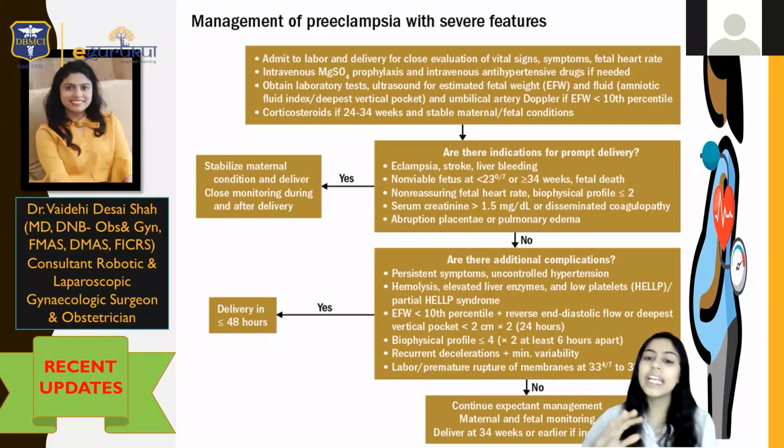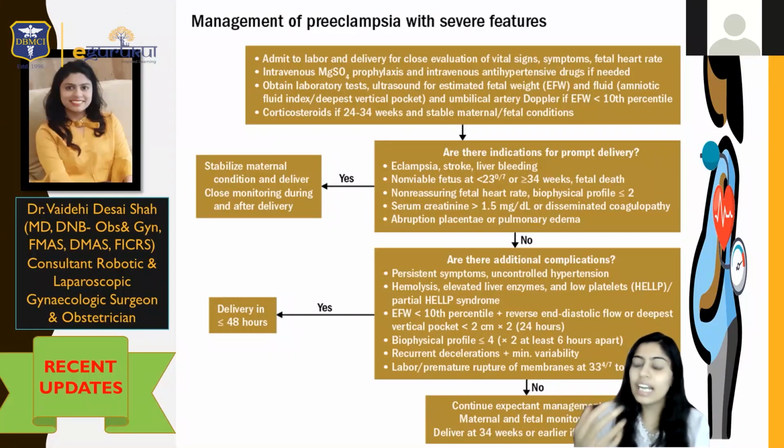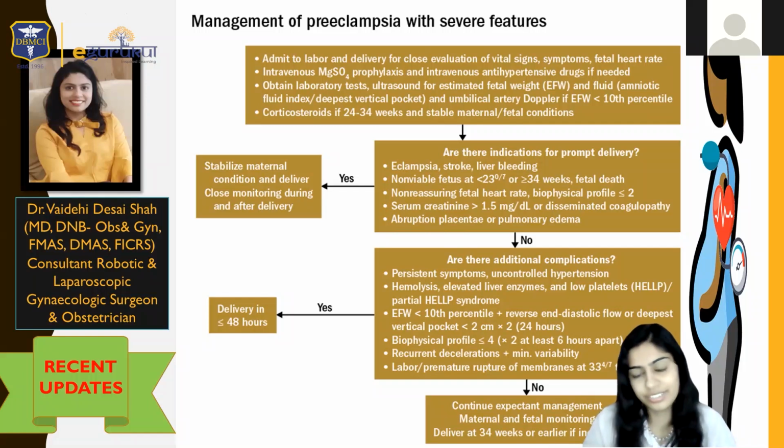But if there are no such indications of prompt delivery, then look at the entire medical profile of the patient. Look whether there is persistence of any symptoms, uncontrolled hypertension, HELLP syndrome, FGR, fetal growth restriction, poor biophysical profile of the fetus, recurrent decelerations, minimal variability, labor or preterm rupture of membranes. In all these conditions also, delivery must be done within 48 hours. All right. If we have these conditions, delivery must be done within 48 hours.